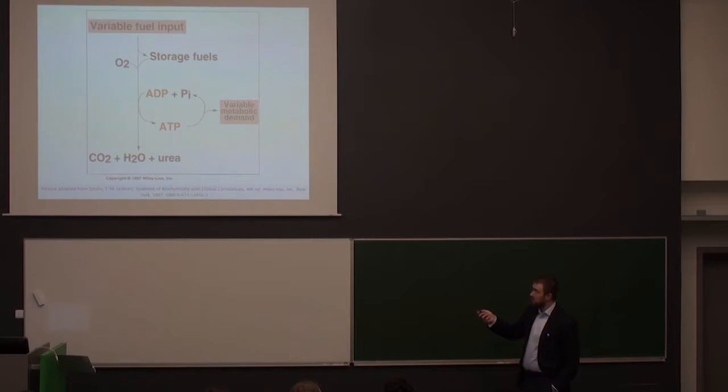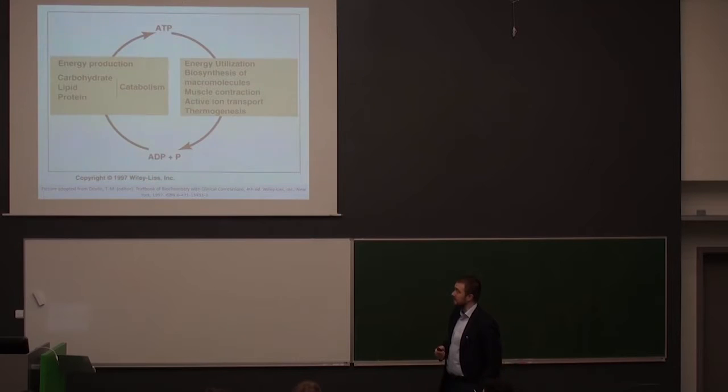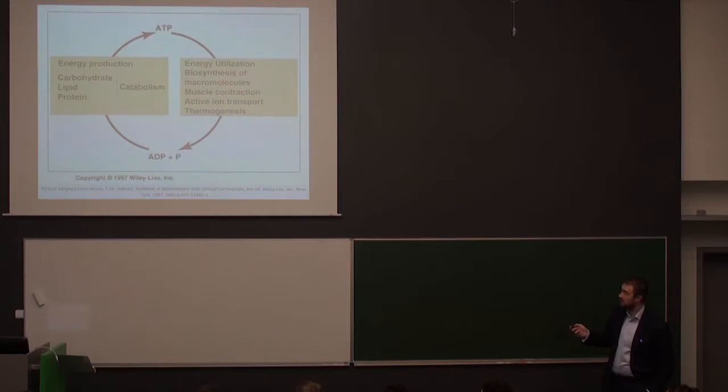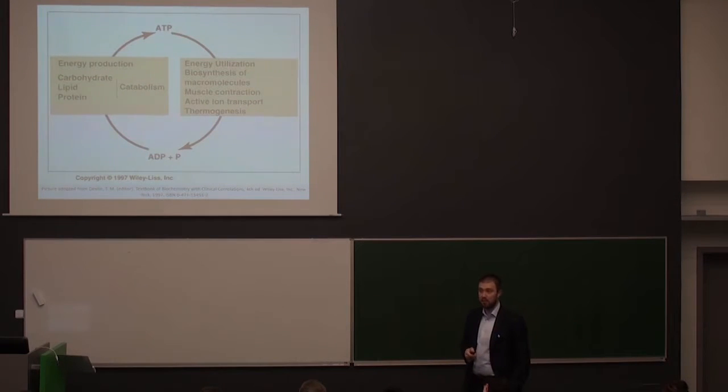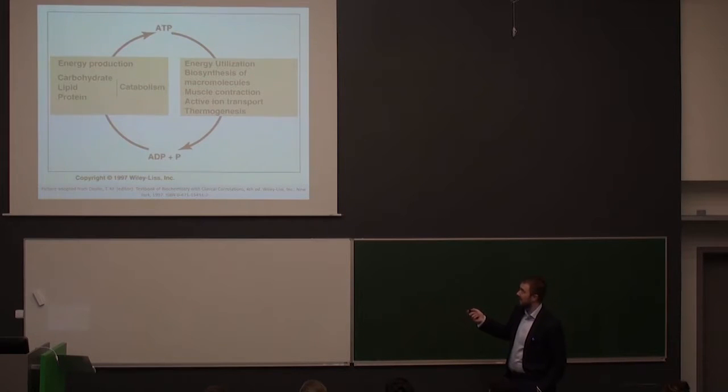We do the oxidation and the production of energy due to the fact that we have some energy demands. On this picture, you see the basic energy demands, the list of them. Why do we need to produce ATP in our body? We need ATP to synthesize big molecules in anabolic processes. We need it for muscle contraction. We need it for active ion transport. And then we need it for thermogenesis.